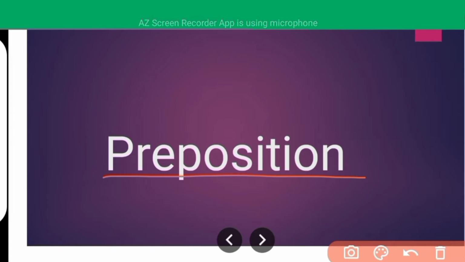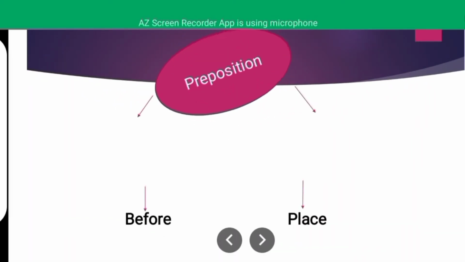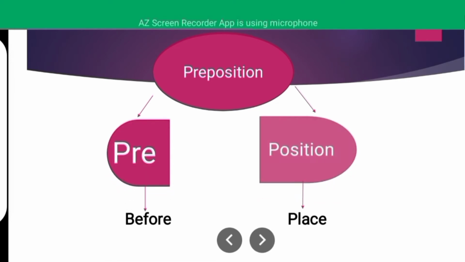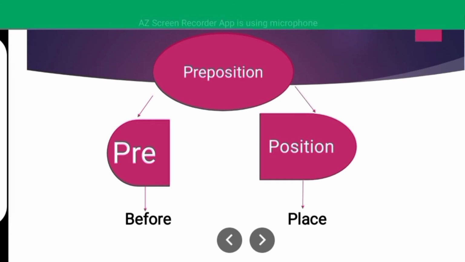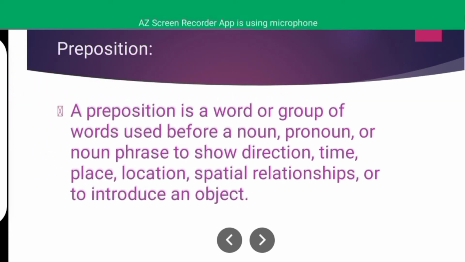Preposition. Preposition is a part of speech, and today we are going to discuss this part of speech in detail. Preposition is basically a combination of two words, pre and position. Pre means before and position means place. Preposition is a word or group of words used before a noun, pronoun, or noun phrase to show direction, time, place, location, spatial relationship, or to introduce an object.